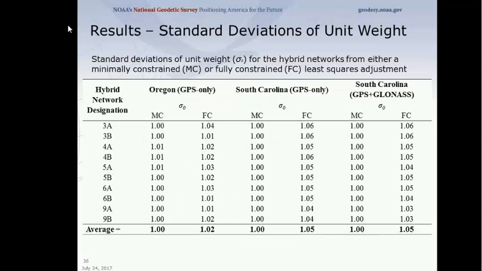When you put it together and adjust it, you should expect that the standard deviation of unit weight of your adjustment should still equal 1. We did minimally constrained and fully constrained adjustments, shown in this table as MC and FC, for each of our hybrid networks, and you can see that in all cases they're very close to 1. So we were satisfied that we had properly scaled the variances and covariances.